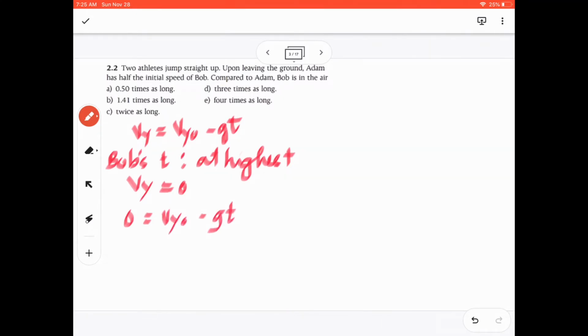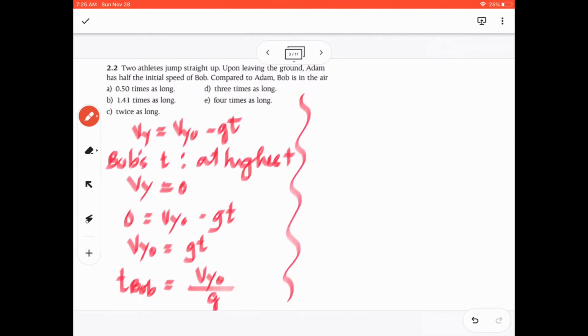If we manipulate this equation, it will become Vyo is equal to gt. Both of them will be negative, so they'll cancel out. So t of Bob, the time of Bob at the highest jump, is equal to Vyo divided by g. Now let's solve for Adam's time. Adam's t. At the highest, Vy is also equal to 0 for Adam. But Adam's initial speed is half the initial speed of Bob's.